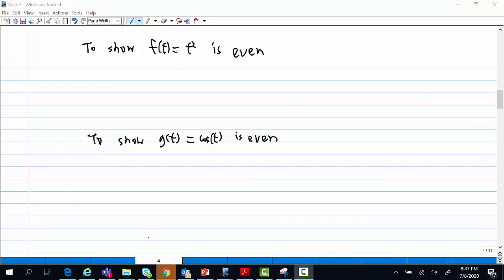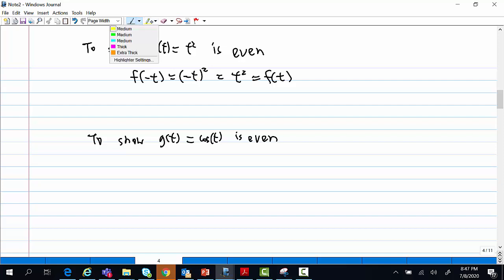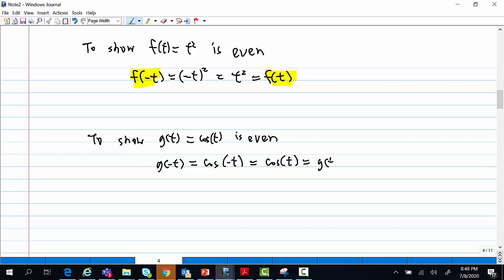Now, to show that f of t equal to t squared is even, it is enough to show that f of minus t, where we change the t to minus t, is minus t squared, which when you square it is t squared, and this is f of t. So f of t is equal to f of minus t. Similarly, to show that g of t is even, where g of t is cosine t, you change the t to minus t, so you get g of minus t equal to cosine of negative t, which is the same as cosine of t because of this property of the cosine function, and this is g of t. So by doing so, I know g of t is an even function.